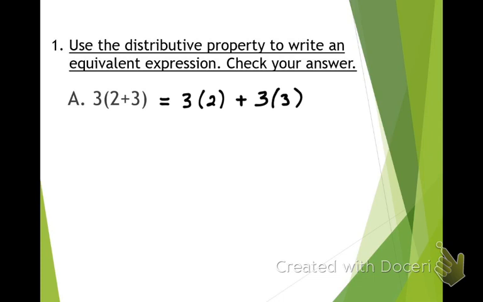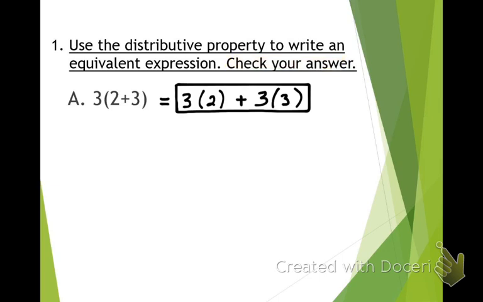If you notice, your instructions simply said use the distributive property to write an equivalent expression. What we just did right there was our equivalent expression, so I want you to go ahead and box that in. Equivalent expression just means something else that equals exactly what we were just talking about. Now, the one part we haven't done yet is where it says to check your answer. That means we're going to work out the left side and we're going to work out the right side.